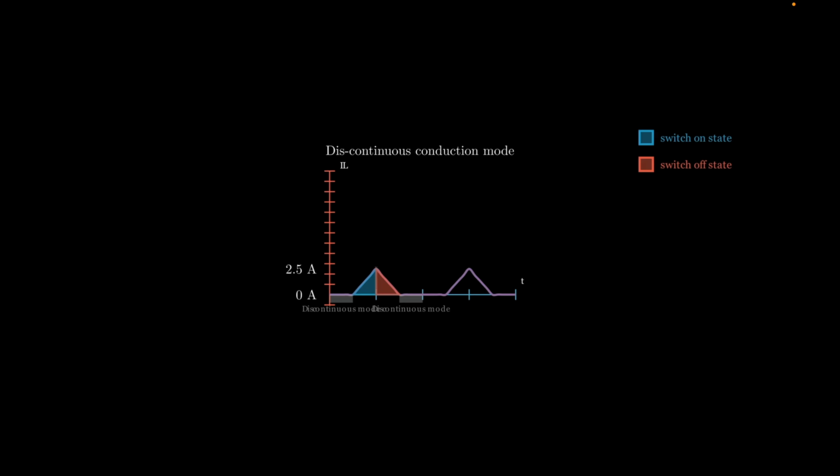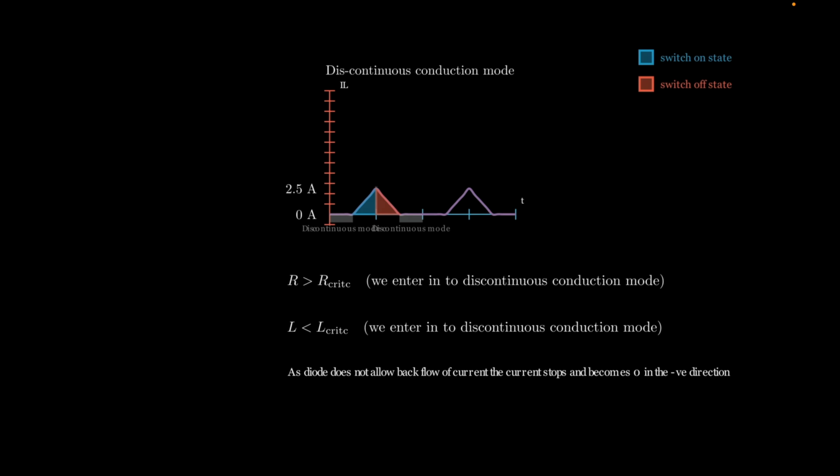So coming to the discontinuous conduction mode. If you see the discontinuous conduction mode, we have already decided the quantities for R critic and L critic. As you can see in the graph, a good amount of time has 0 current in the buck converter, due to the inductance and the resistance, and due to that we are getting the discontinuous conduction mode. The discontinuous conduction mode will be achieved if your resistance is greater than R critic, and if your inductance is lower than your L critic.